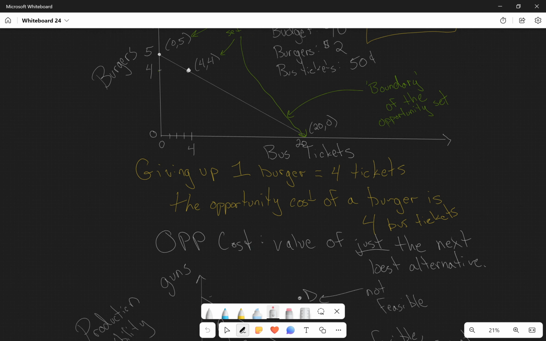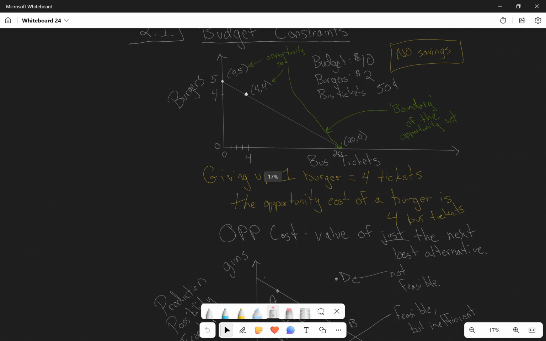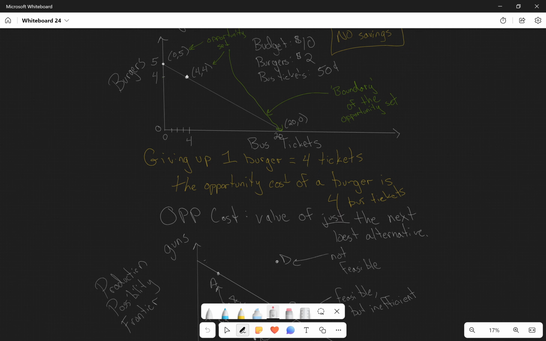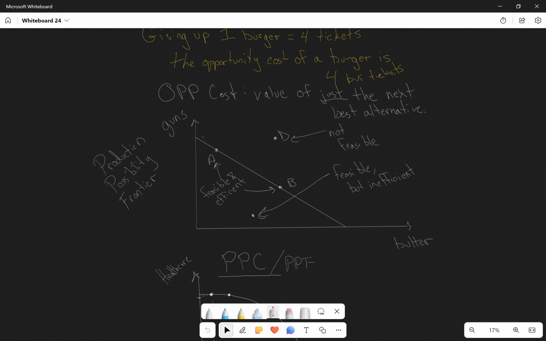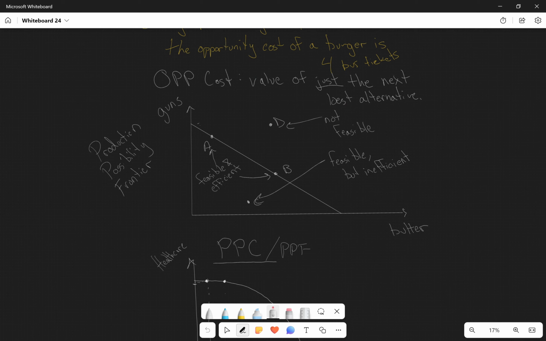When we talk about budget lines, we're talking about opportunity cost, which is not the summation of all of the next best activities or opportunities that you have, but it's just that one opportunity, right? So, we have non-feasible points that are outside of the budget line.